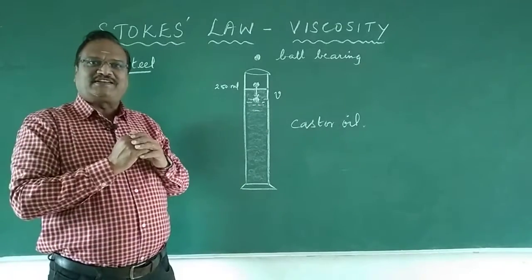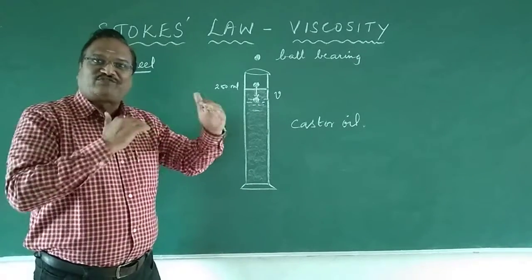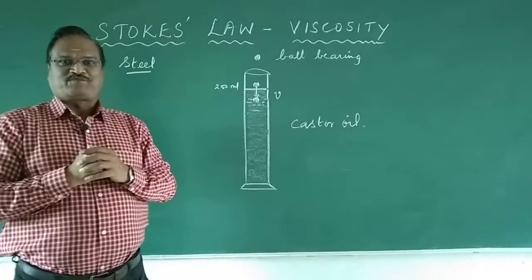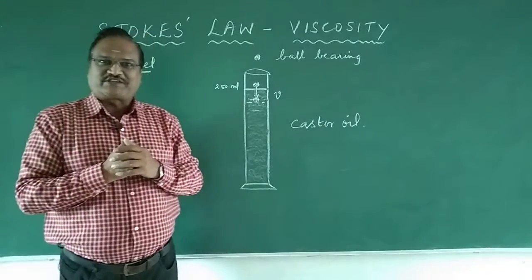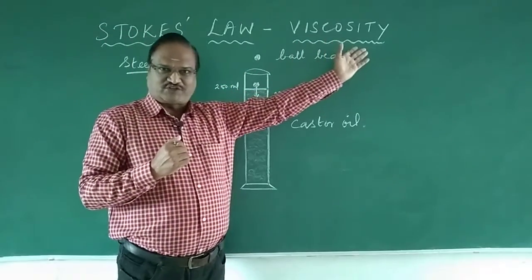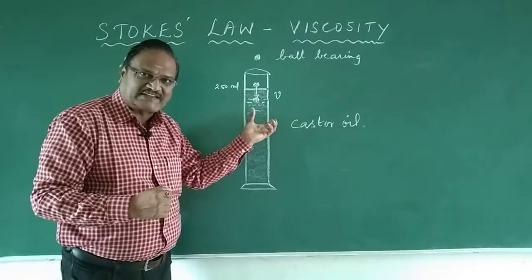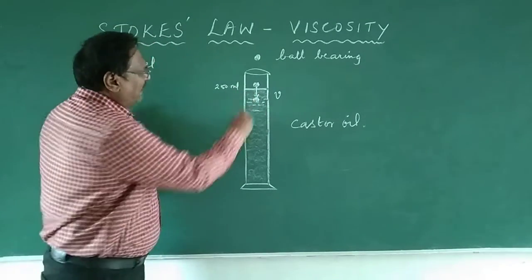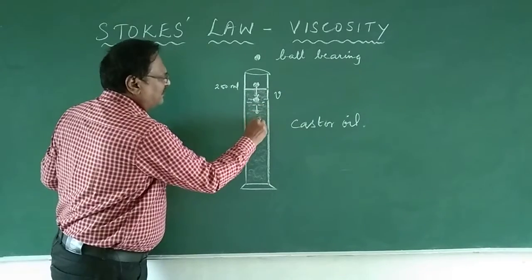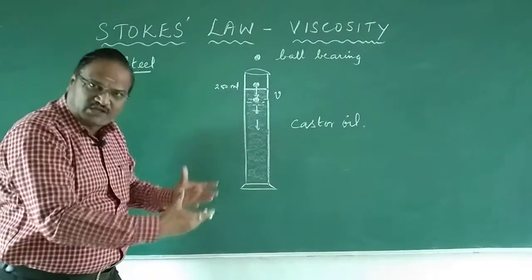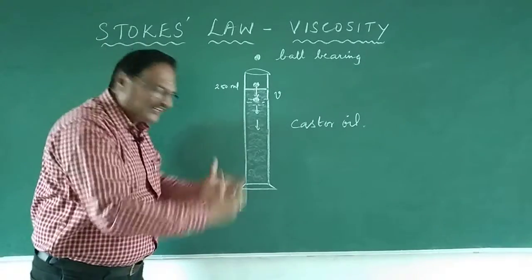So what will happen? Internal friction, the liquid friction, will come into play. What do you mean by liquid friction? It is nothing but viscosity, viscous drag, and viscous drag will act. Now as the body comes down and down, gravitational force is going to pull it, and the velocity is going to increase.